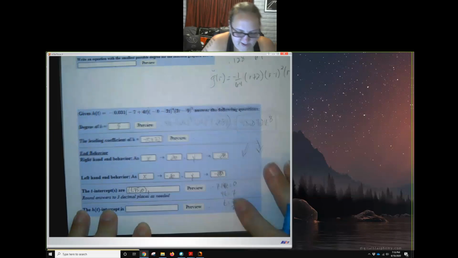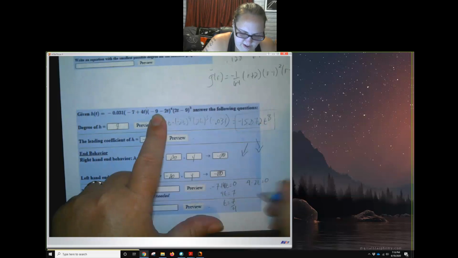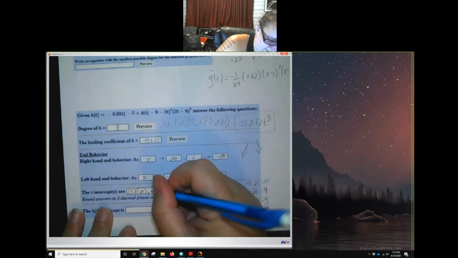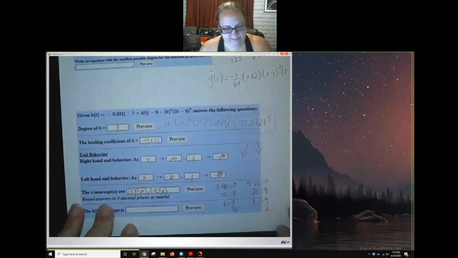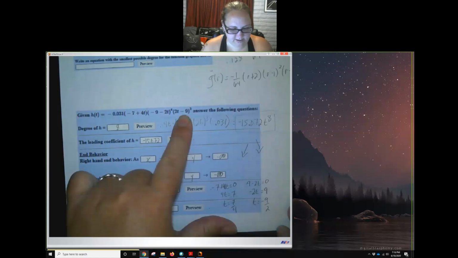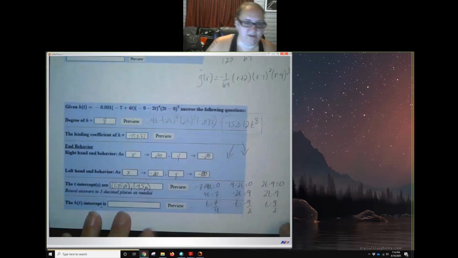Then we do the next one. Negative 9 minus 2t equals 0. Negative 2t equals 9. t equals negative 9 over 2. That's going to be negative 4.5. And then my last one, 2t minus 9 equals 0. 2t equals 9. t equals a positive 9/2. Ooh, you can't see that. There we go.